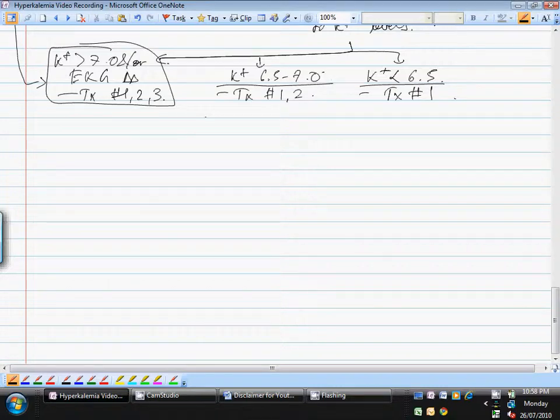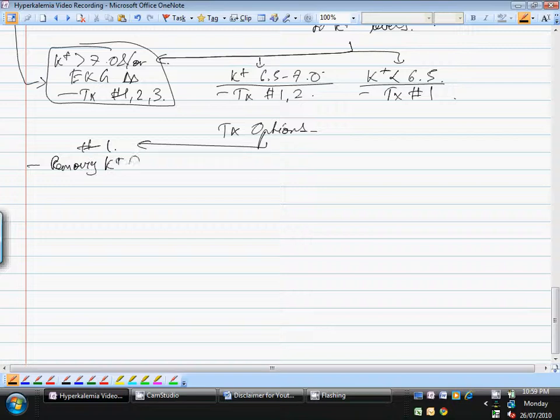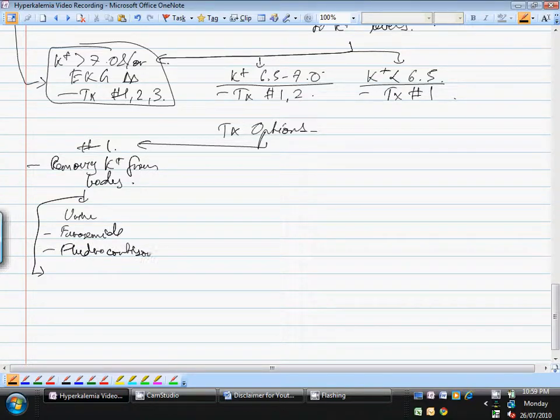Okay. Now, what are these treatment options? Well, they are as follows. The treatment option number 1 being removing potassium from the body. Of course, a couple of ways of doing this. You can remove it from the urine using things like furosemide, or if you suspect hypoaldosteronism, you can use fludrocortisone, which acts kind of like aldosterone.